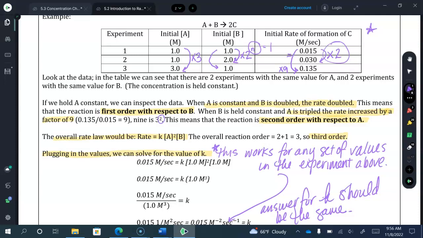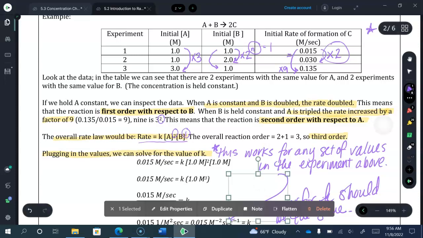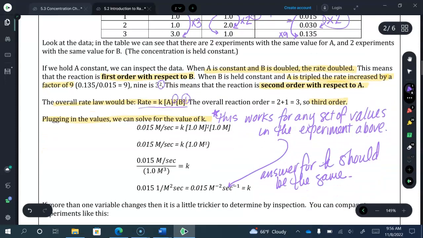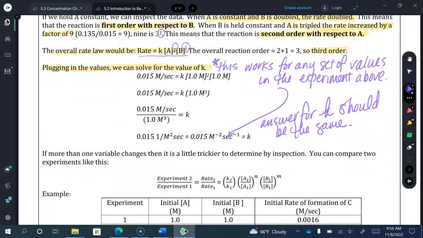So the overall rate law is rate equals k times A squared times B, and the overall reaction order is 2 plus 1, which gives you 3, third order. We can then solve for the value of k, which is important if we were to look at other experiments and predict how the concentration is going to affect our reaction rate.